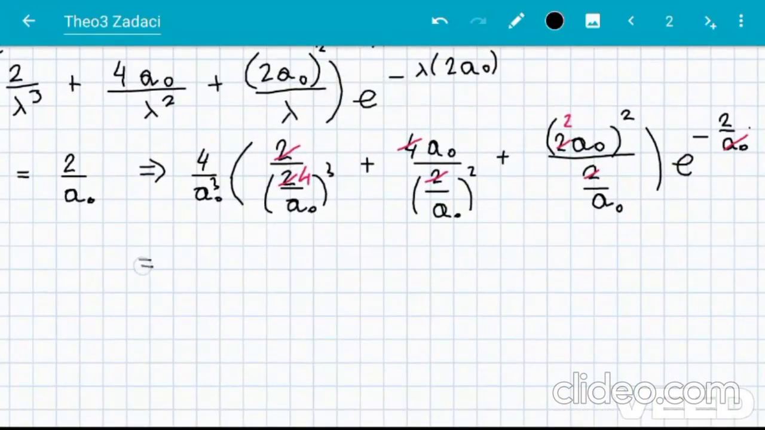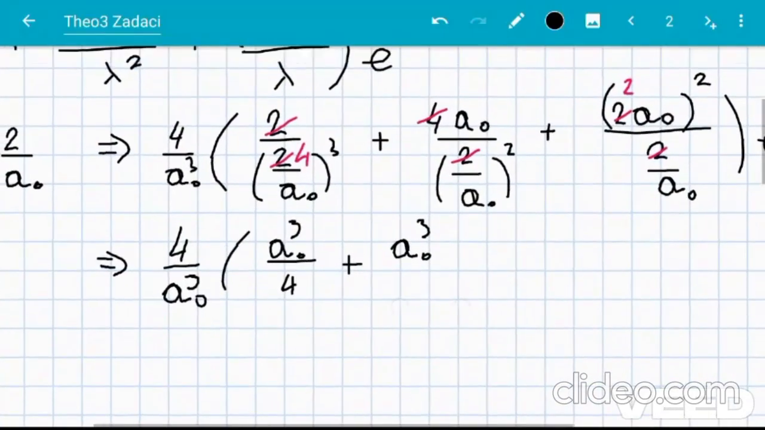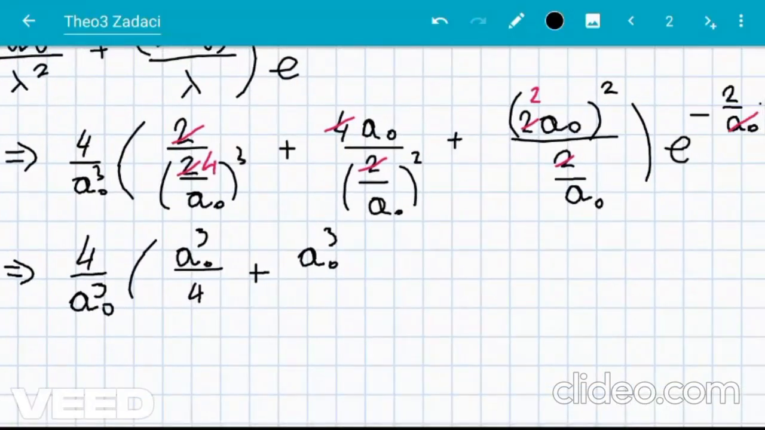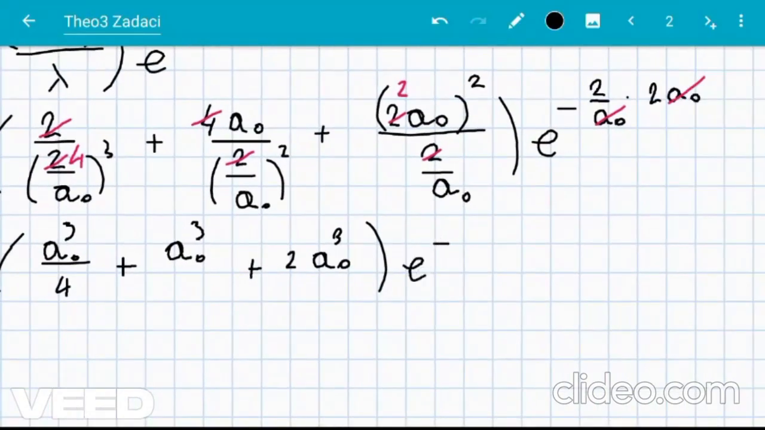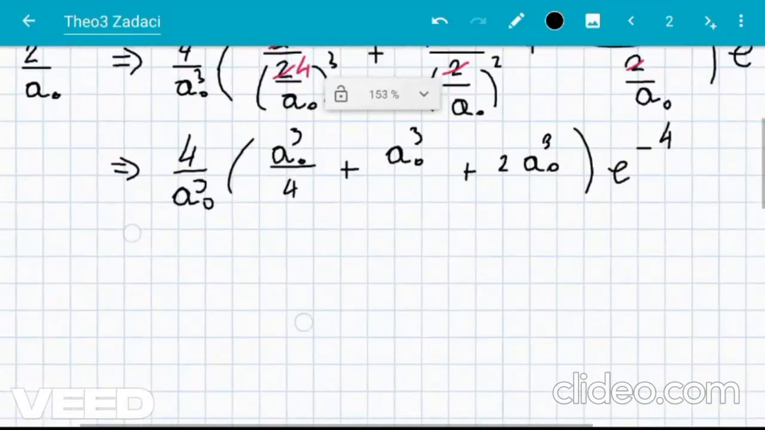So we have 4 over a naught cubed, and we can take this a naught to the numerator because this is a double fraction, which is basically a naught cubed over 4 plus a naught, and this is a naught squared, and then we have one a naught here in the numerator, and that's just going to give us a cubed, and the 2 is cancelled, the 4 cancelled, plus 2 a naught cubed again, and this is just e to the negative 4.